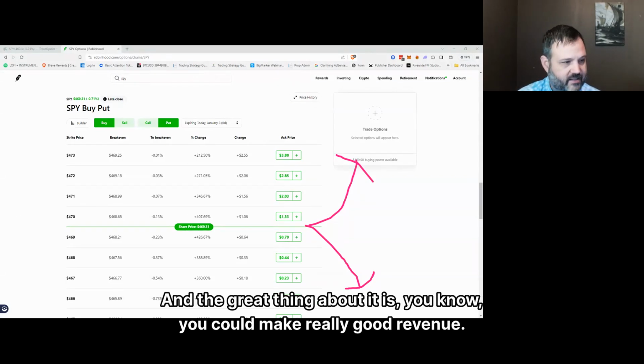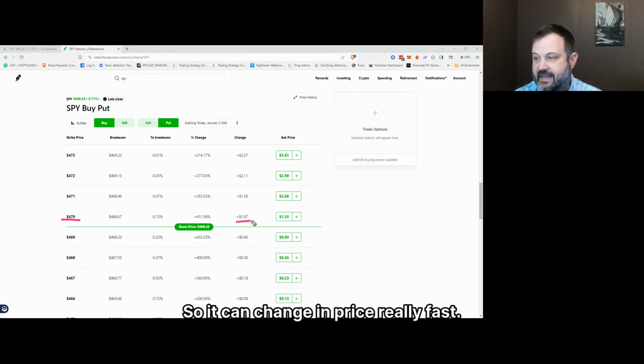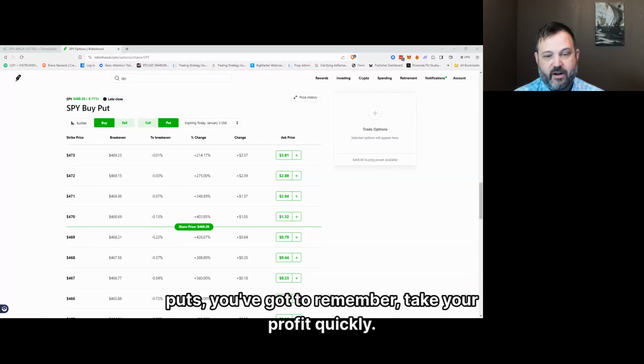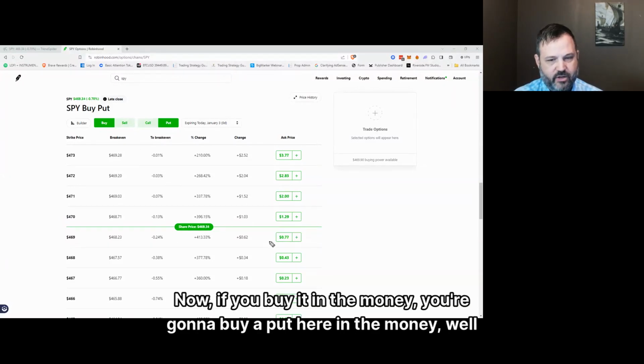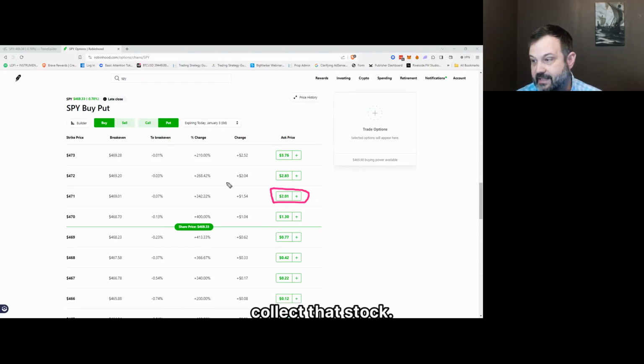And the great thing about it is, you could make really good revenue. Now, if you're buying one of these, just beware, it will expire today. So it can change in price really fast. So if you're just buying and selling calls or buying and selling puts, you've got to remember, take your profit quickly, because it'll expire fast. Now, if you buy it in the money, you're going to buy a put here in the money. Well, then you're going to be able to collect that at the end of the day. You'll be able to collect that stock.